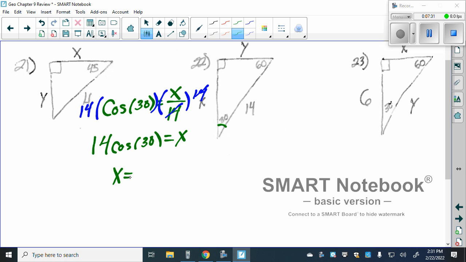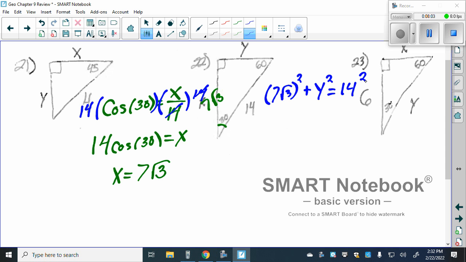And that's what we got doing it the other way. Well, at this point here, we can use sine or cosine to find the other one, or we could actually use the Pythagorean Theorem. Because for the Pythagorean Theorem, we need it to be a right triangle, which we have, and 2 side lengths. Well, I have that now. So if I wanted to, we could say 7 square root of 3 squared plus y squared is equal to 14 squared.